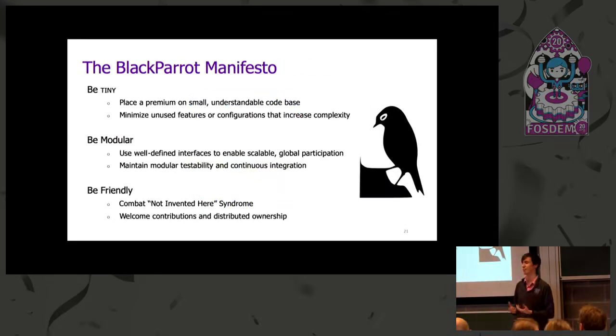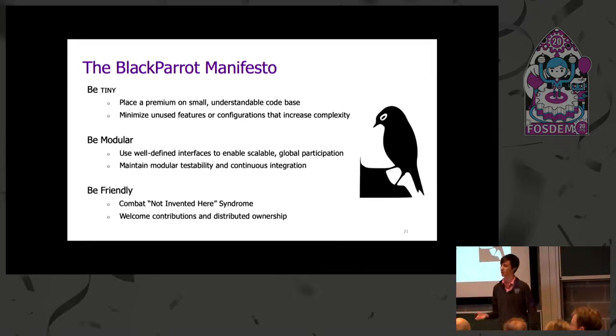These are the design principles that we've come up with for BlackParrot. When we try to add a new feature, we consider these 3 factors. We try to be tiny. We want to have a small code base and small design so that it will fit as many places as possible, and also so that people can wrap their head around the code, go into the code base, and be able to find issues without being overwhelmed by the code base.